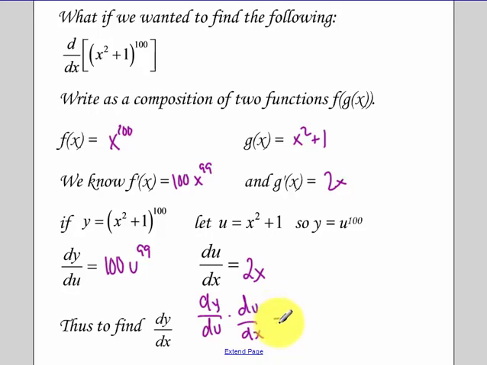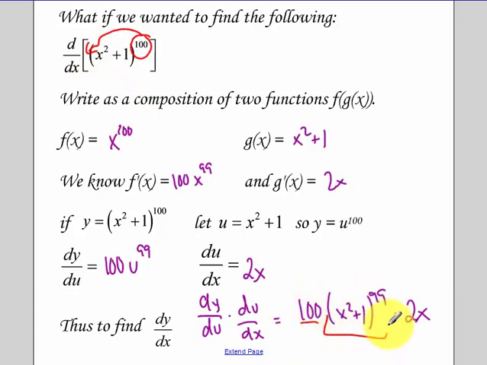And let's look at what we have. We have 100 u to the 99th times 2x. But u, we said, was x squared plus 1. So notice again what happened. Exponent came down in front, reduce your exponent by 1, and then what I always say is derivative of the inside.